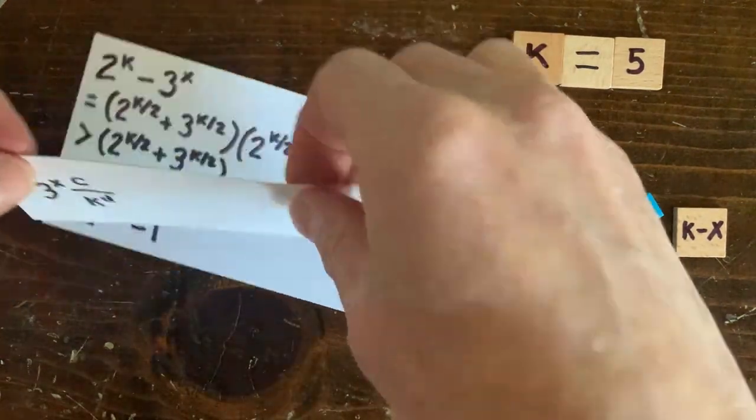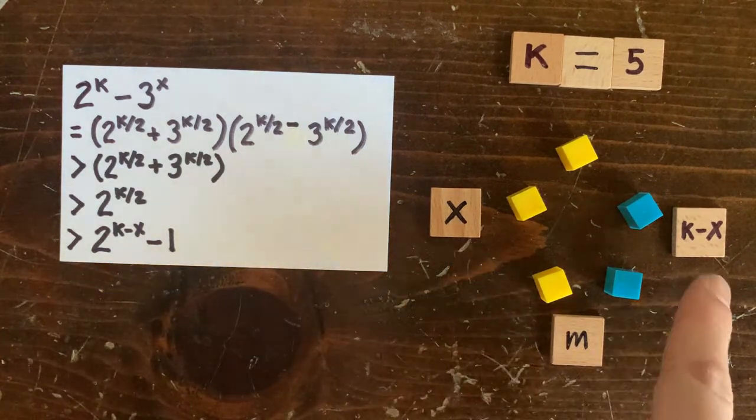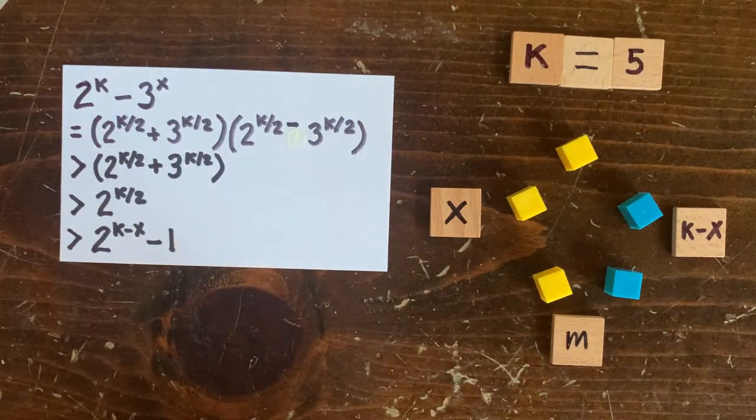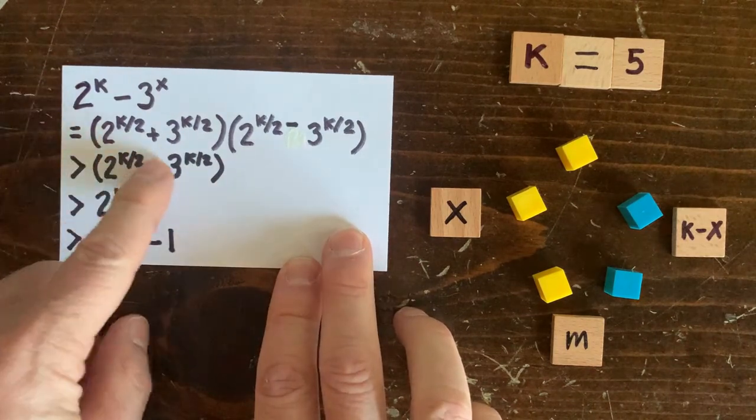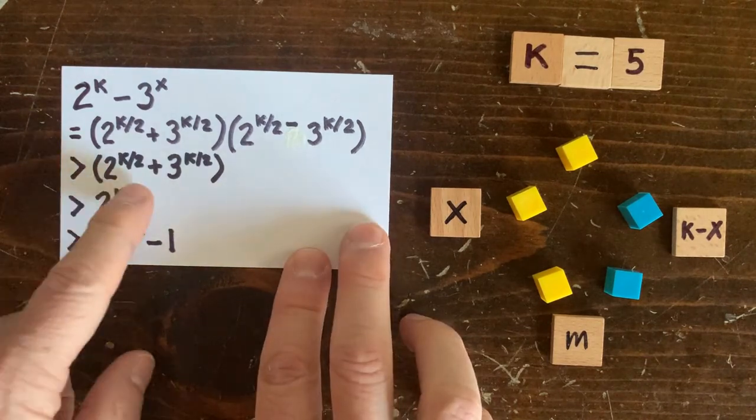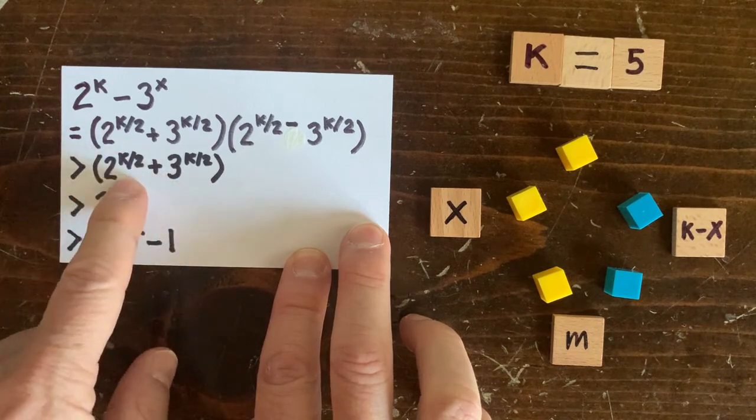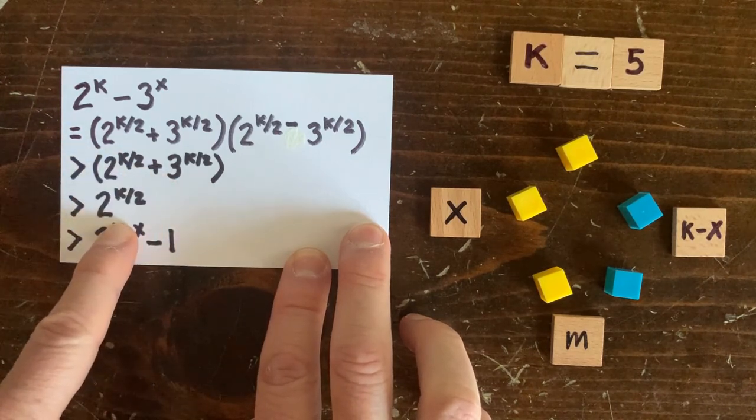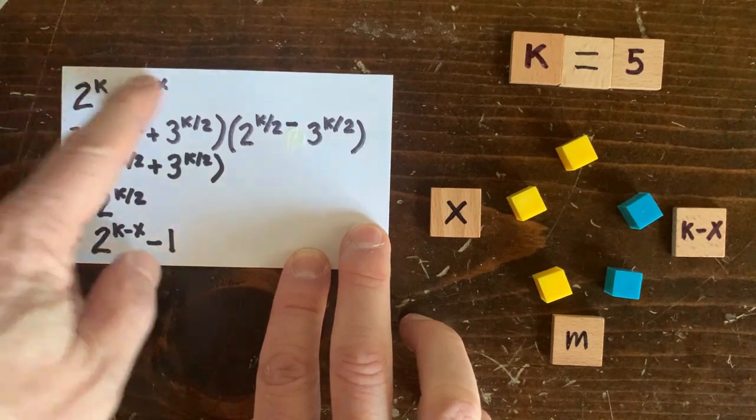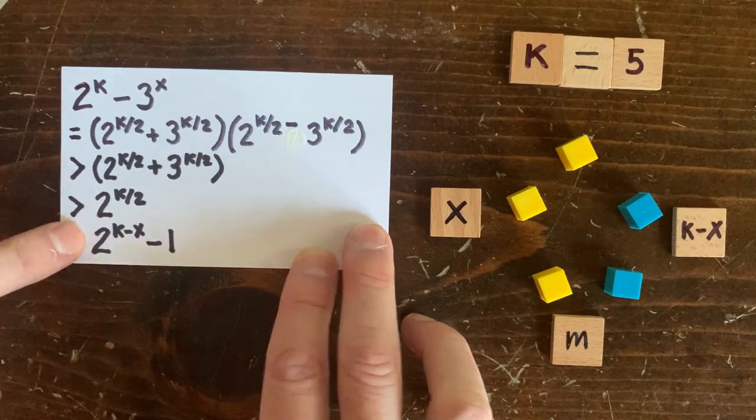Okay, here's a self-contained alternative. Just a few easy steps. Remember, there's k blocks, x is the number of yellow blocks, and k minus x is the number of blue blocks. We can factor this into two pieces, a sum and a difference. So the product is obviously bigger than the first term, and this sum is obviously bigger than its first term. Amazingly, not only is this whole thing here bigger than 2 to the k minus x minus 1, even just this tiny part of it is.